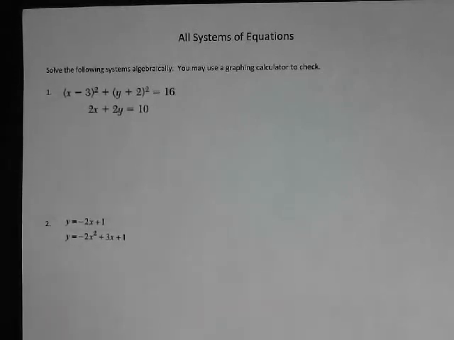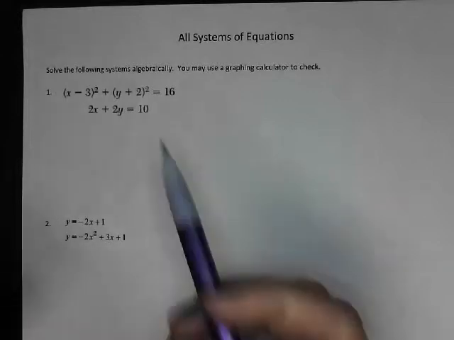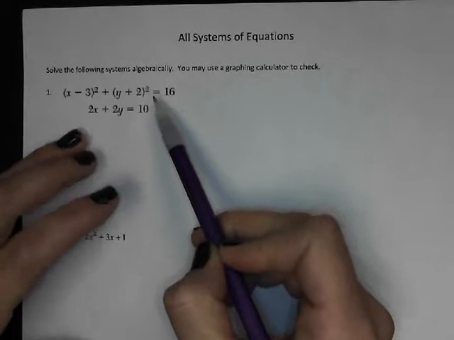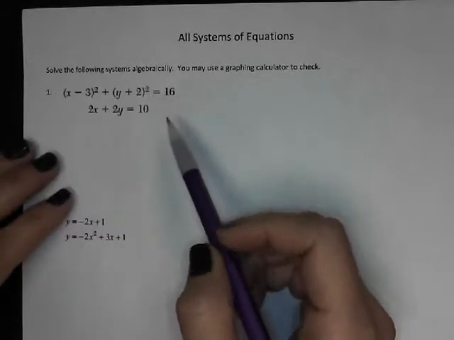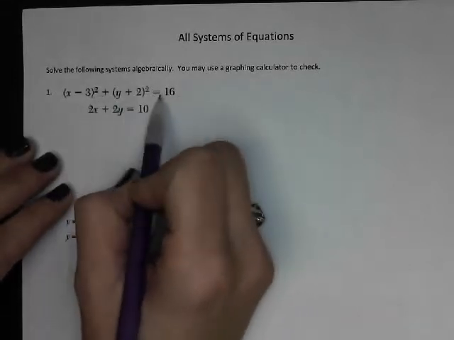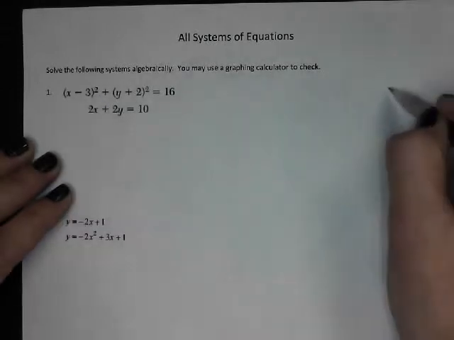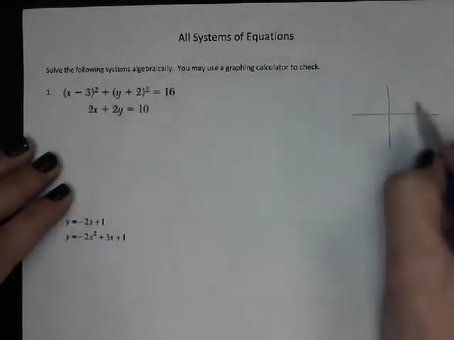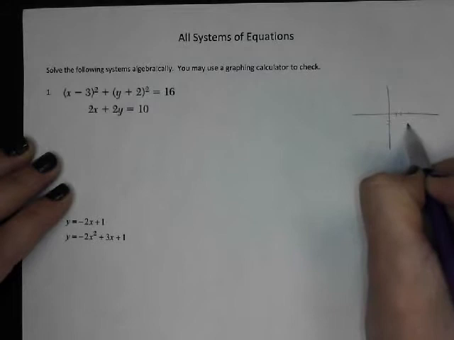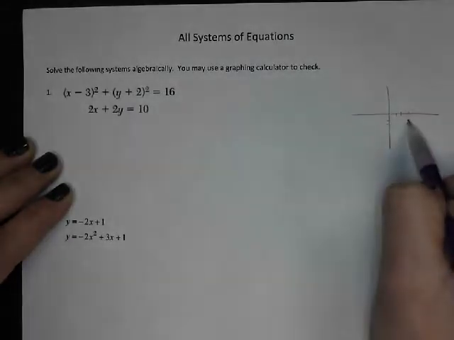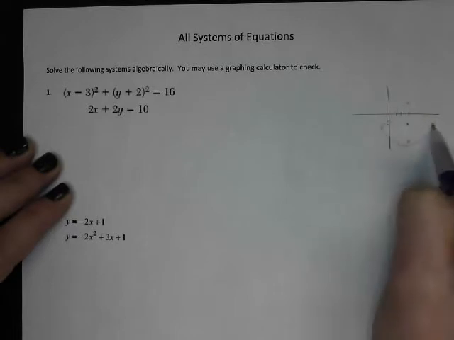All right, so systems of equations, we've got a couple different types here. The majority of what you'd have to do are going to be a linear with something else, and you'll always use substitution. So this is a linear with a circle. You should know that this circle has the center at (3, -2) with a radius of 4.